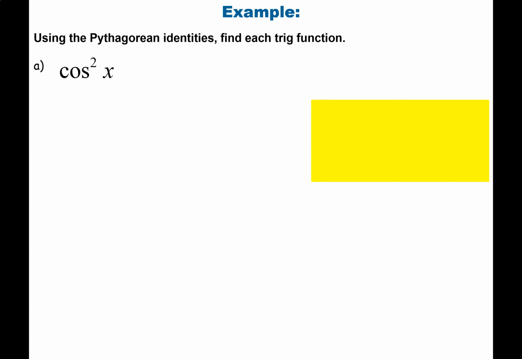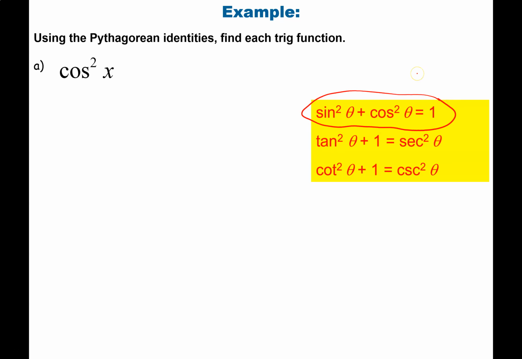All right, so for this one, copy it down. Using the Pythagorean identities, find each trig function. They gave us cosine squared x. What they want us to do is to figure out which trig identity I'm going to need to use in order to prove cosine squared x or theta. Same deal. If we look here, we have 3 Pythagorean identities. The one that I'm going to look at will be this one because this is the one that has cosine squared theta.